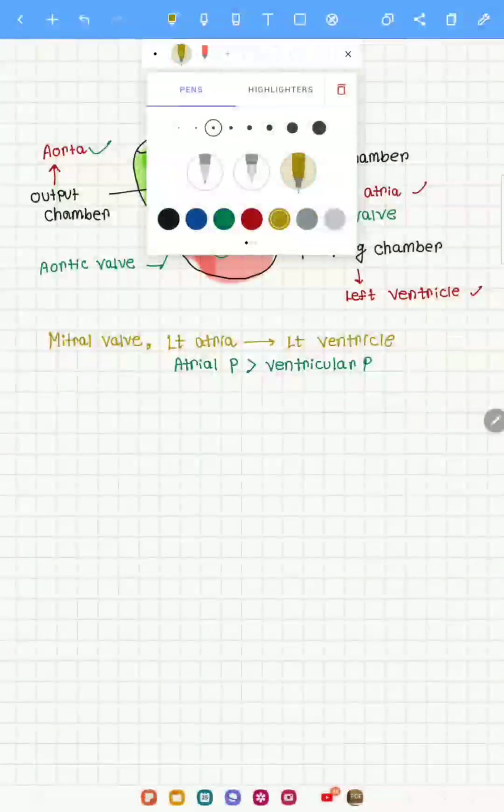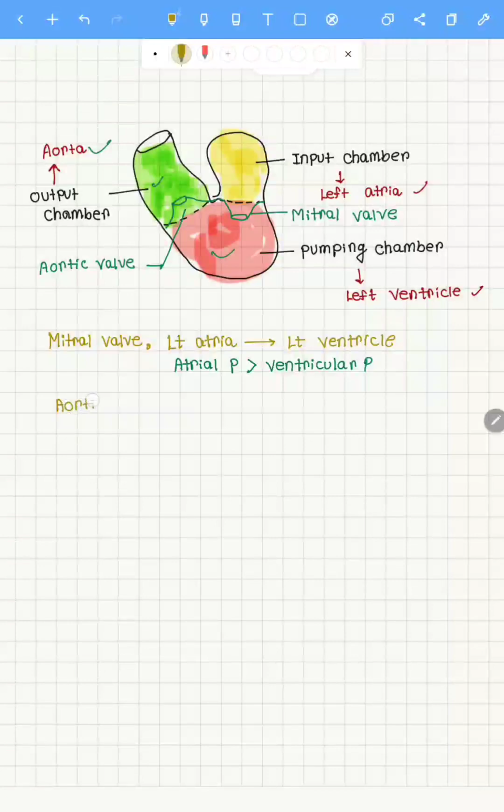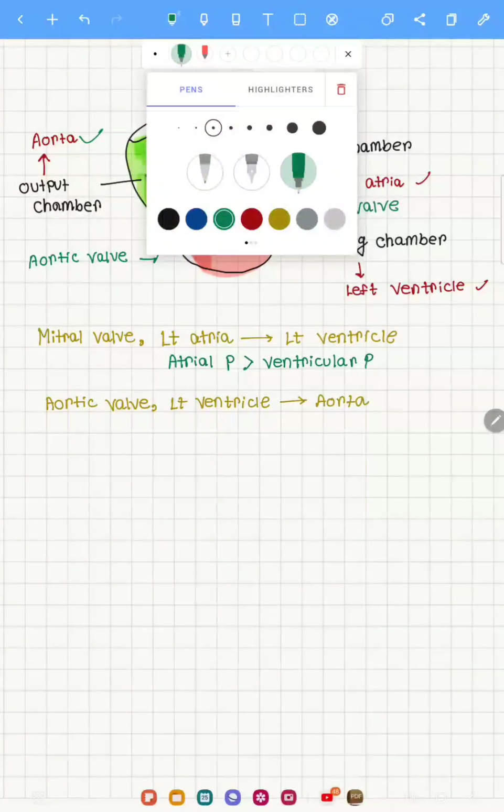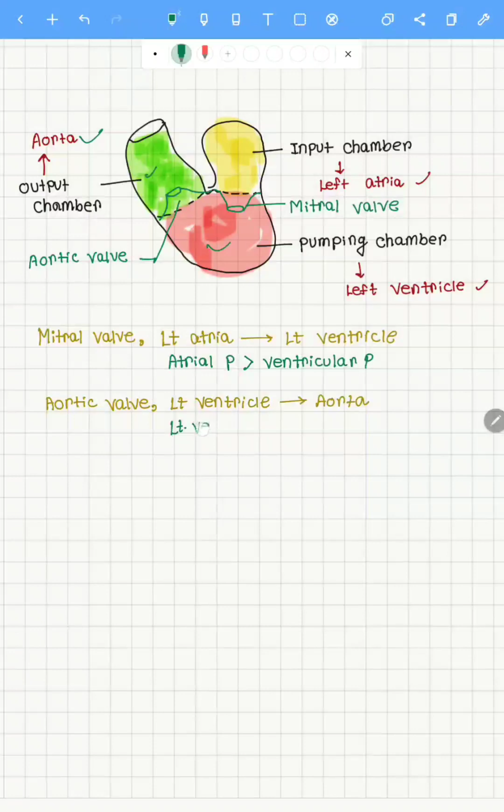In the same manner, the aortic valve will give passage of blood from the left ventricle to the aorta. That means in order to pass blood from the left ventricle to the aorta, left ventricular pressure must be higher than the aortic pressure. So let me write these things for you. Left ventricular pressure must be higher than the aortic pressure. So I am done with the basics. Now come to the phases.